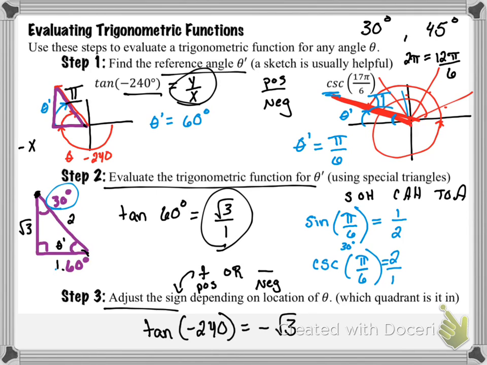And now we're in quadrant 2. For sine, we're looking at the y's. If you remember from before, sine is equal to y over r, so we're looking at the y coordinate. The y coordinate in quadrant 2 is positive because we're up. So that tells me it would be positive. So I know then the cosecant of 17 pi over 6 is going to be positive 2.